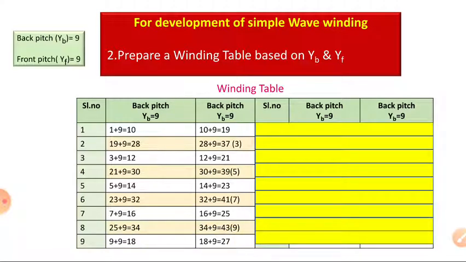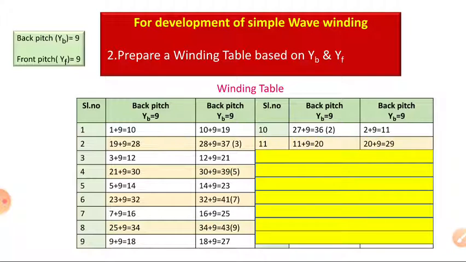Okay, so 9 plus 9 is equal to 18 conductor, and 18 should be connected to the plus 9, the front pitch, that is going to the 27th conductor. Now 27 plus 9, back pitch, we are going to the second conductor, and the second conductor should be connected to the 9th front pitch, then we are going to get the 11th.